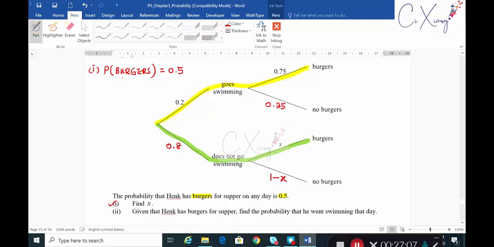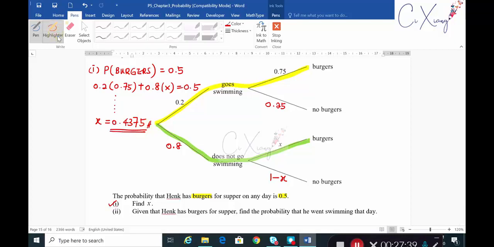So when you calculate this, the probability is 0.2 multiplied with 0.75 plus 0.8 multiplied with x, and it equals 0.5. From the equation that you form here, it will not be hard for you to get the probability for x. So please complete this example yourself and try to get the value for x, which is 0.4375.